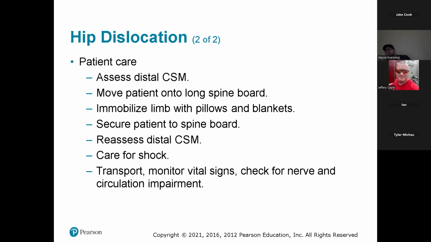Patient care: assess CSM, move the patient onto a long spine board, immobilize the limb with pillows and blankets, secure the patient to the spine board, care for shock, reassess for CSM, transport, monitor vital signs, and check for nerve and circulation impairment.